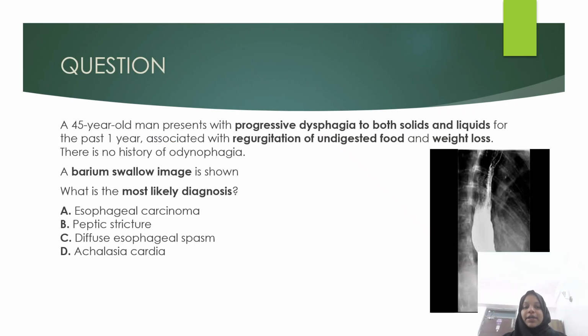Next question, a 45-year-old man presents with progressive dysphagia to both solids and liquids for the past 1 year associated with regurgitation of undigested food and weight loss. There is no history of odynophagia. Barium swallow images shown. So the barium swallow is showing a bird beak appearance, right? And there is dilation of the proximal segment of the esophagus. This is what we see in this barium swallow.